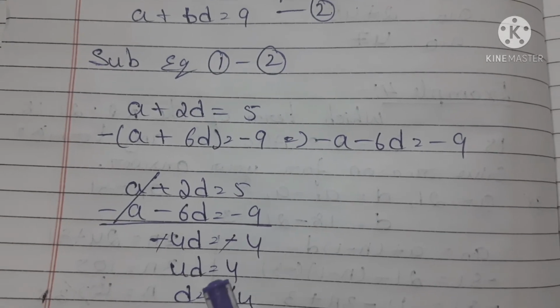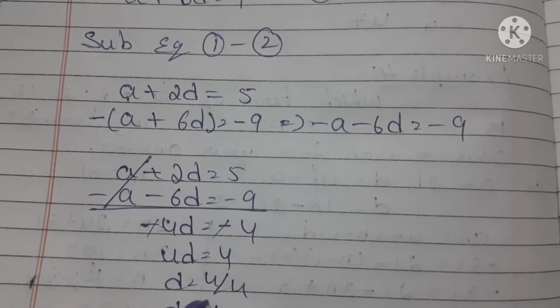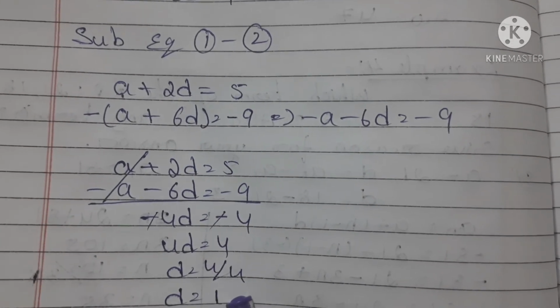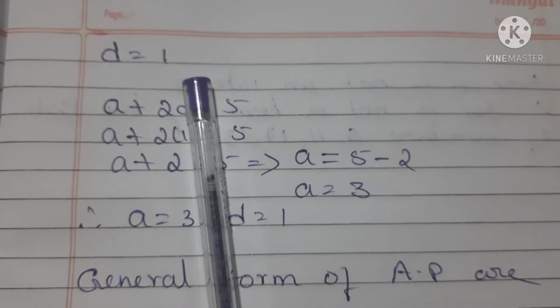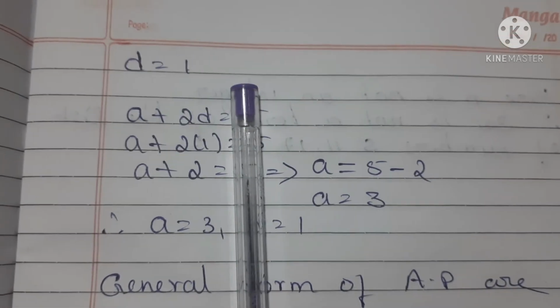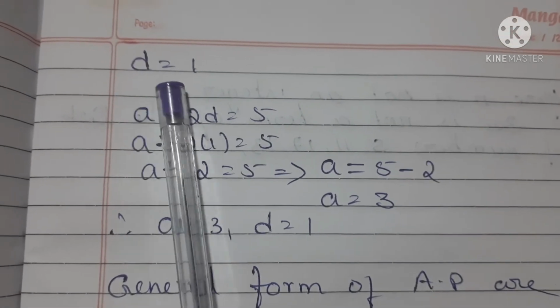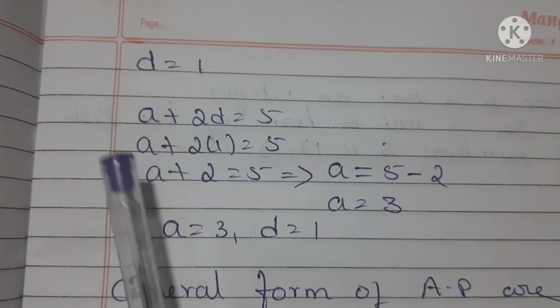Now d is equal to 4 by 4. 4 ones are 4. Now d is equal to 1. Now with the d value 1, we should find out the a value. This d value we substitute in equation 1, then we will get the a value.